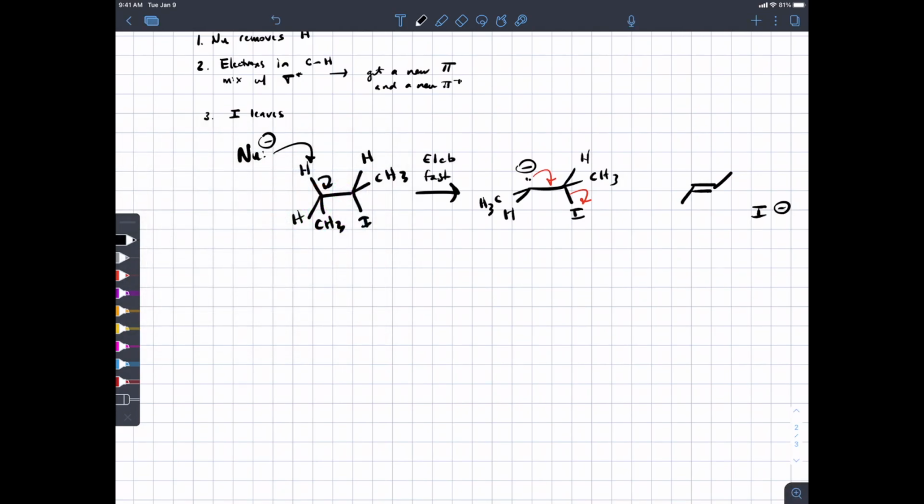This is the fast step, and then this is the slow step. So there's only one molecule involved in the slow step. And things that would favor this mechanism would be anything that stabilizes a negative charge. You're going to see reactions in 352 that go by this mechanism. I don't know how much we'll encounter that in 351.